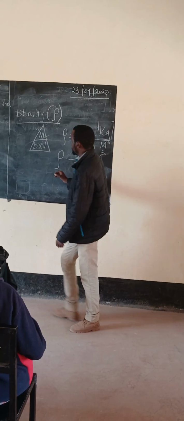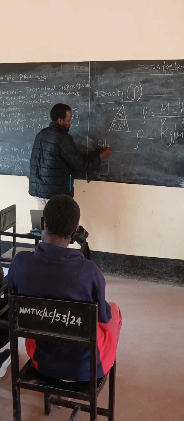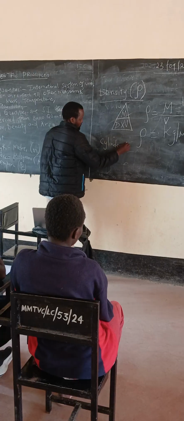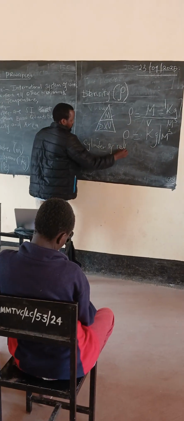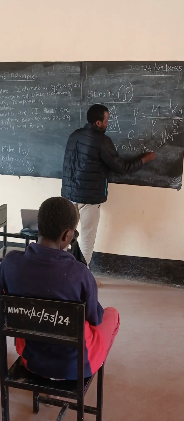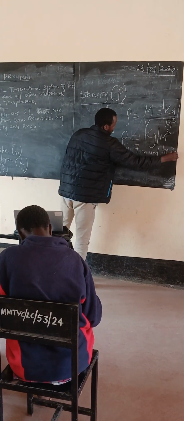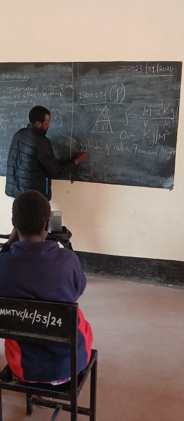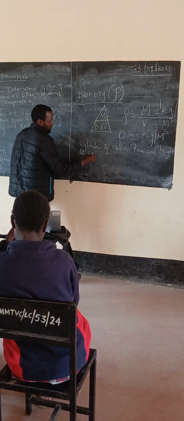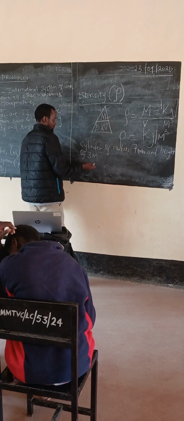You have been given a cylinder of radius 7 centimeters and height of 3 meters.